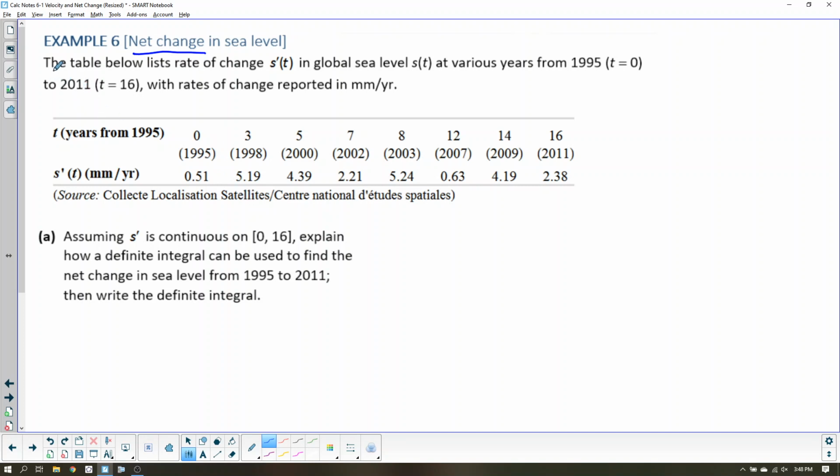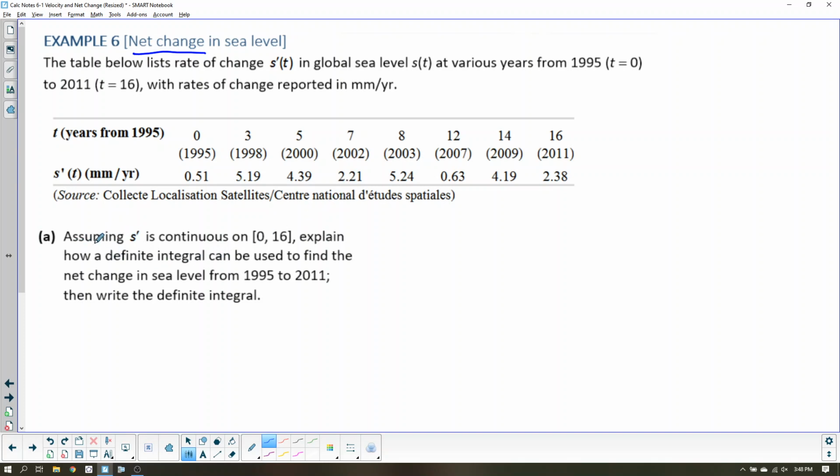Okay, so what we have here says the table below lists rate of change s prime of t in global sea level. Global sea level is just going to be s of t at various years. So 1995 is t equals 0, all the way up to 2011, which is t equals 16. Then they've listed rates for each of those years in millimeters per year. So if we go to 2002, at that time the rate of change in sea level rise was 2.21 millimeters per year. That's how quickly it was rising at that time.